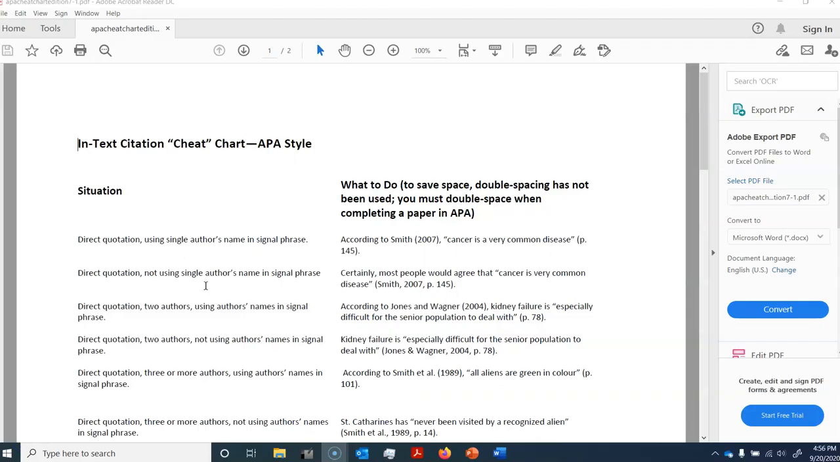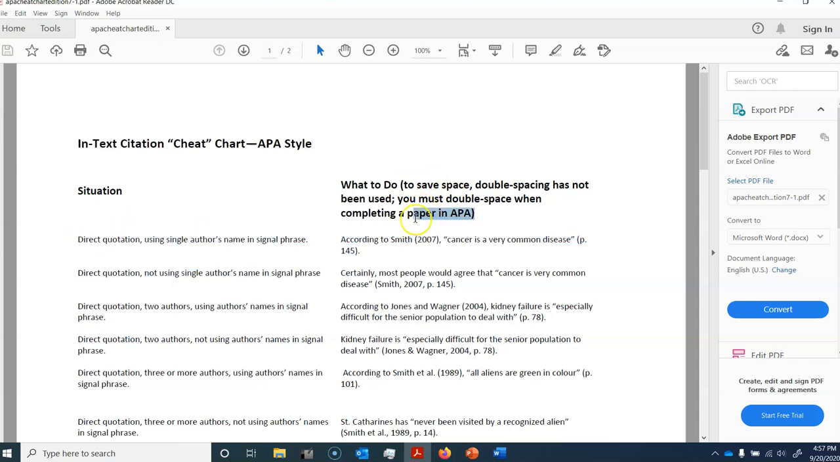To make it easy to learn the pattern, I've made up what I like to call a little cheat chart on APA style that identifies a situation and then shows you an example of what to do for APA in-text citations. We're going to get started first by talking about what to do with direct quotations. Remember, that's when we're giving information word for word. Over here on one side, I have the situation that I'm in, and on the other side, because it's easier to learn from example, I have an example of what to do in that particular situation.